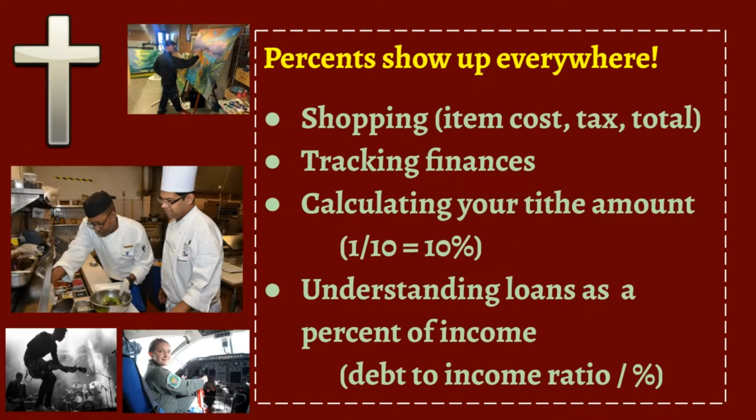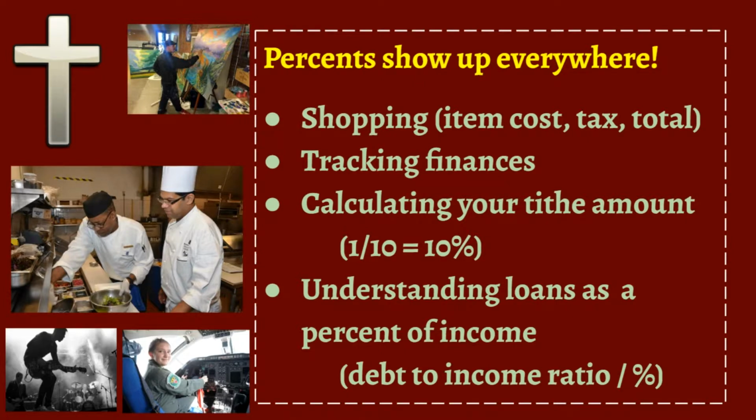Percents show up everywhere. In shopping, you can calculate the item cost using rates, and then you can figure out what percent of maybe the total number of items you're buying that one item is. You can calculate tax. Tax is given to us as a percent of our total. So maybe your tax rate in your city is 8.1%. So whatever you're checking out at the store with, you would multiply that times 8.1% to find out how much your tax is. Or to find your total bill, you could multiply it times 1.081 and get your total.